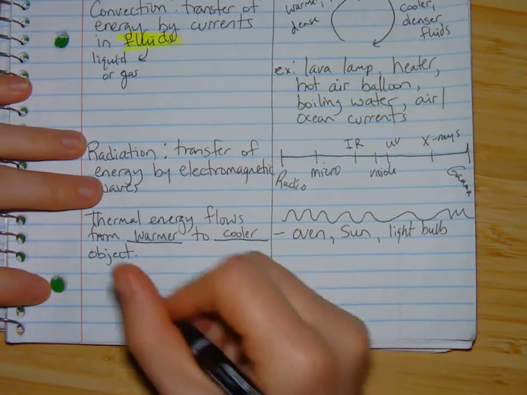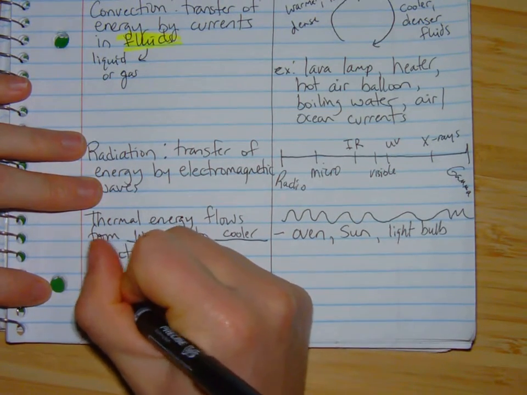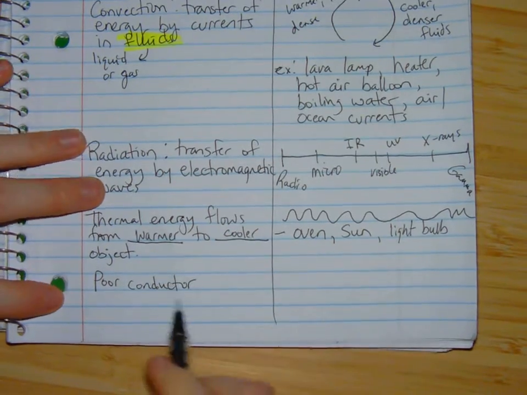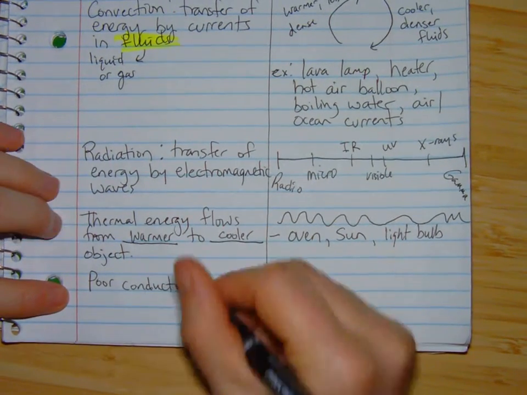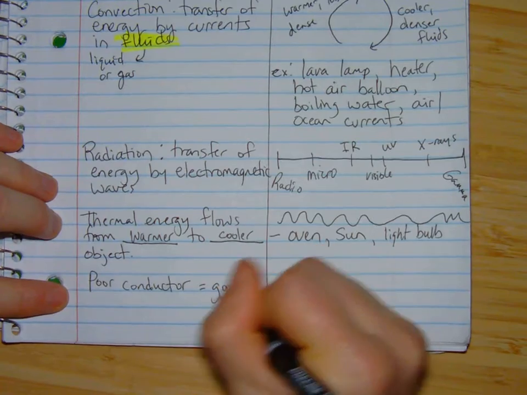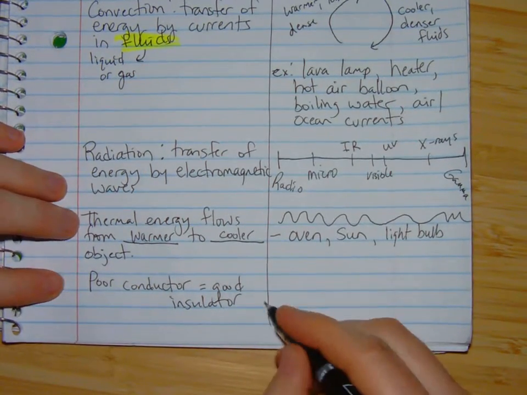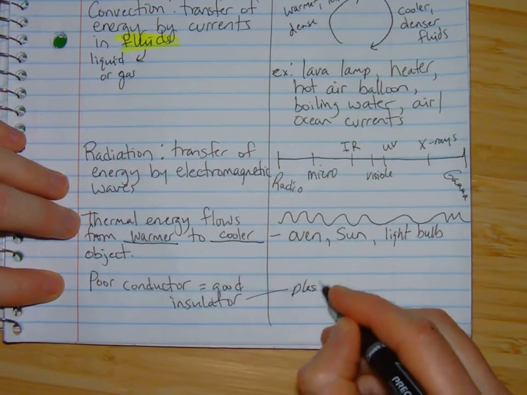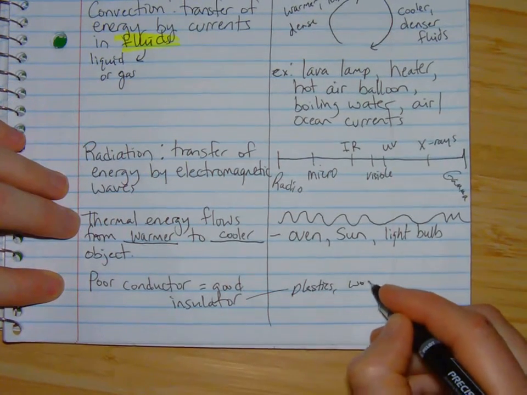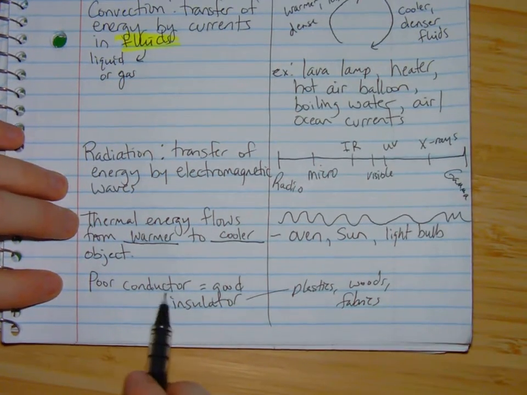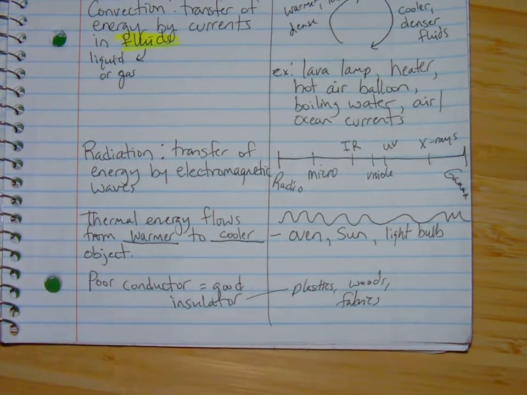And the last thing to know is that a poor conductor, something that does not allow energy to flow, is a good insulator. So think about your clothing. Your clothing would be an example of a good insulator. So plastics, woods, fabrics. Our good conductors, like metals, make horrible insulators because they allow the energy to travel through. And that is it.